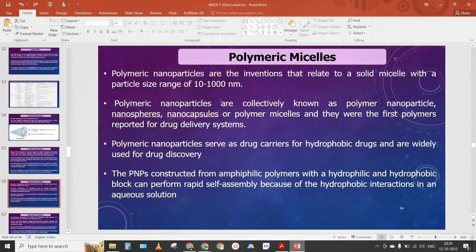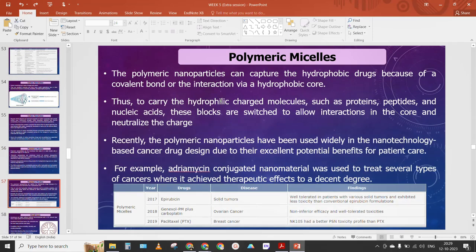Then the polymeric nanoparticles serve as a drug carrier for hydrophobic drugs and are widely used for drug discovery nowadays. The polymeric nanoparticles are constructed from amphiphilic polymers with a hydrophilic and a hydrophobic block, which can perform rapid assembly because of the hydrophobic interactions in an aqueous solution. Then the polymeric nanoparticles can capture the hydrophobic drugs because of a covalent bond or the interaction via the hydrophobic core. So thus, to carry hydrophilic charged molecules such as proteins, peptides and nucleic acids, these blocks are switched to allow interactions in the core and neutralize the charge.